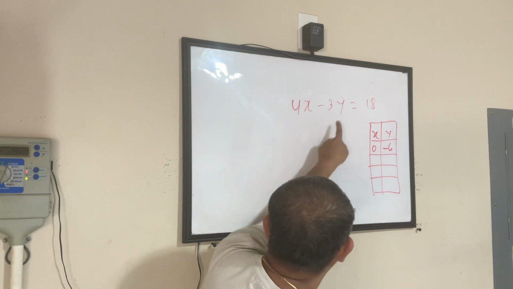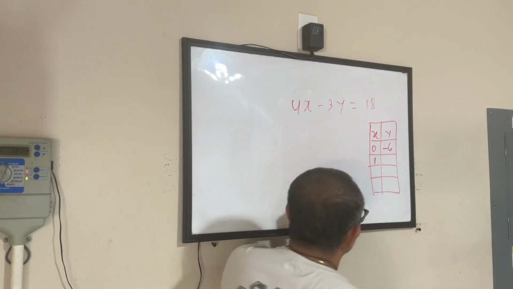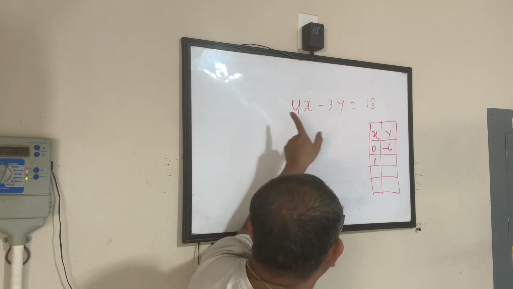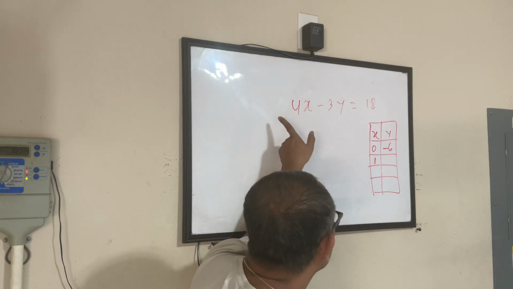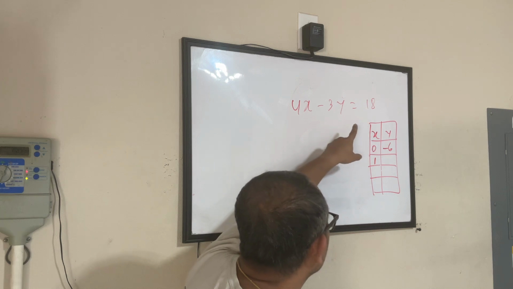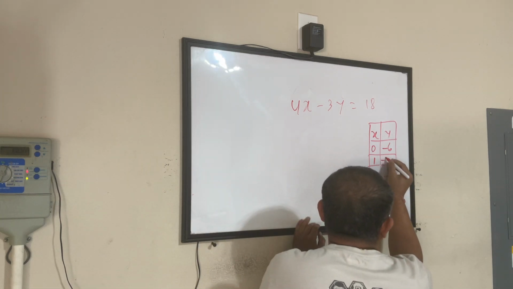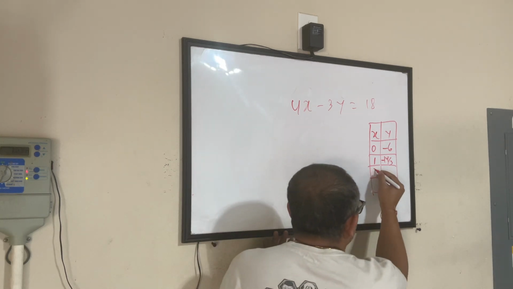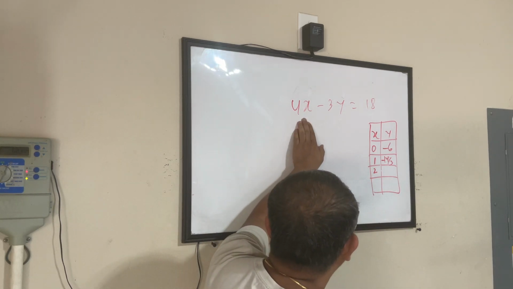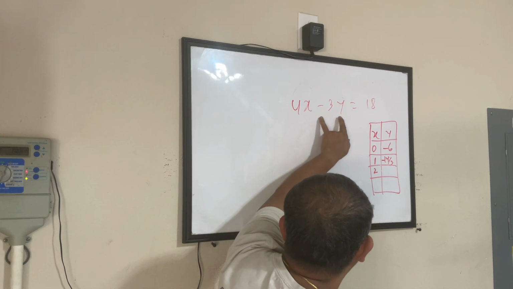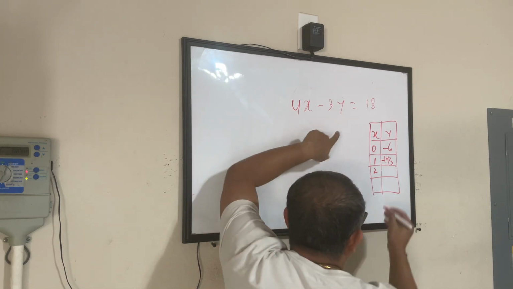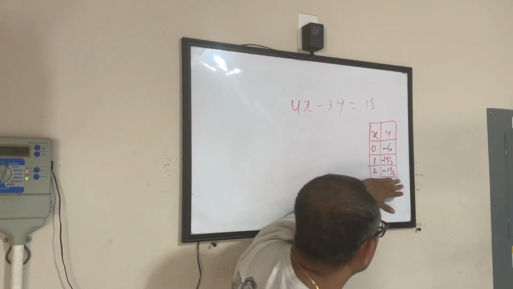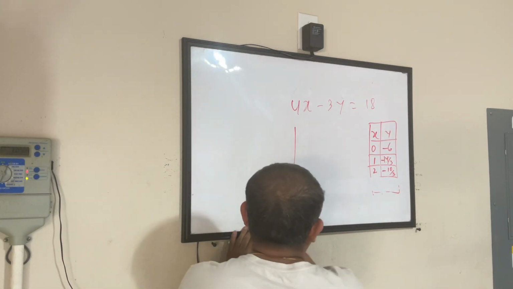Now what happens to y when x changes to 1? It becomes 4 minus 3y equal to 18, or minus 3y equal to 18 minus 4, that is 14, so y is minus 14 by 3. What if x becomes 2? When x is 2, 8 minus 3y equal to 18, so 3y equals minus 10, so y will be minus 10 by 3. So I just chose 2, 3 points and I will plot this in a coordinate plane.